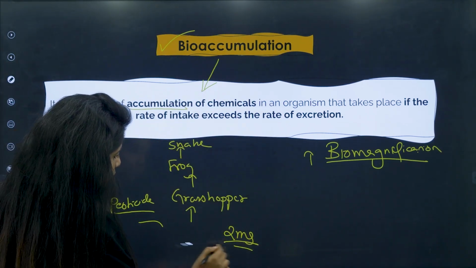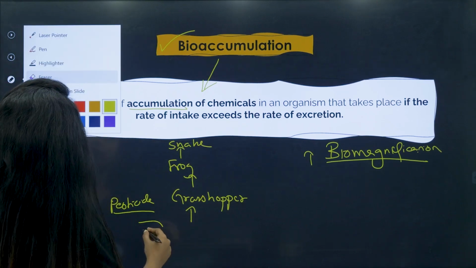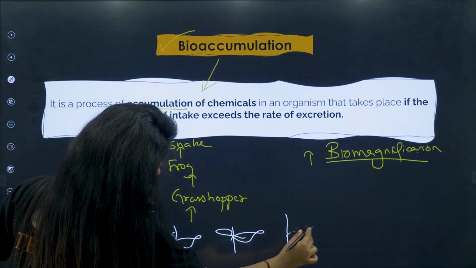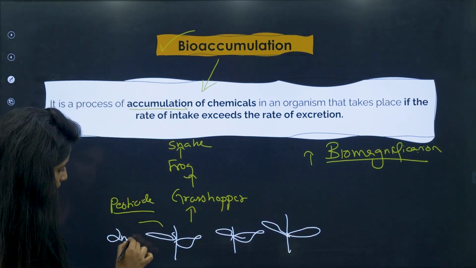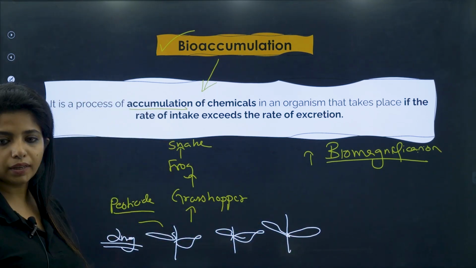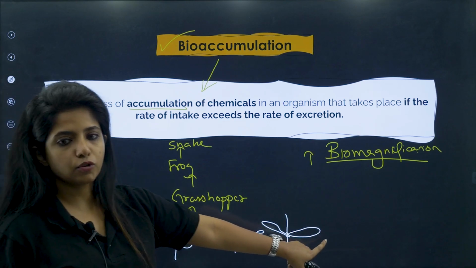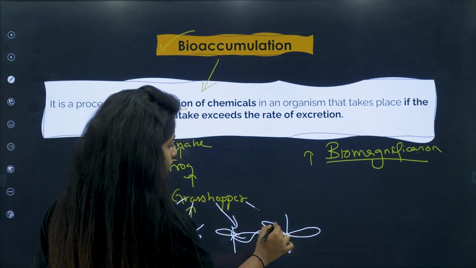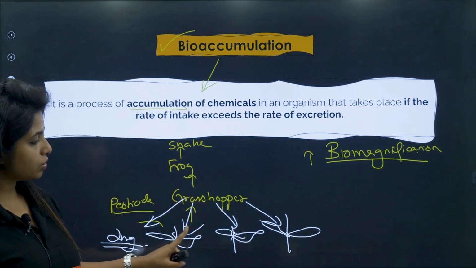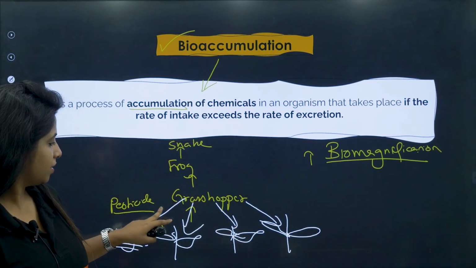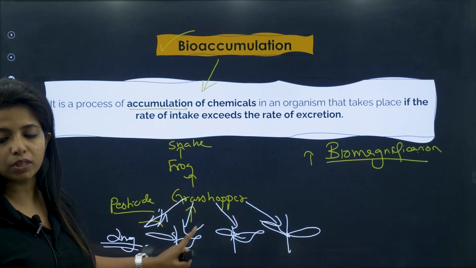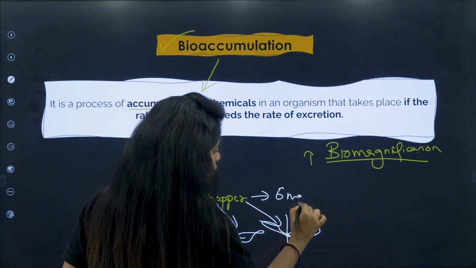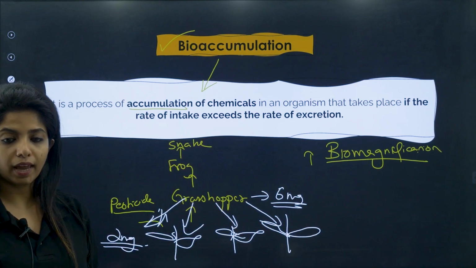Now suppose, instead of grass, I am going to write plant. So over here, I have a plant, another plant, another plant. So this plant has 2 mg of some pesticide. This will also have, this will also have. So the grasshopper which is there will eat this, this and this. 2 mg plus 2 mg plus 2 mg. How much? Basically 6 mg of this pesticide is there in this particular organism.